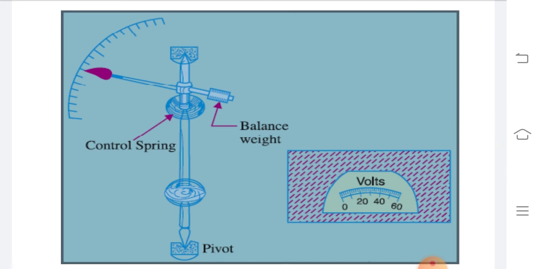By replacing it with a constant, we can express it as T suffix C, since it is the spring control mechanism, T suffix C, where C represents controlling and T represents torque, is equal to K into theta, where K is the proportionality constant, which is given as EBT cube by 12L, where E represents Young's modulus of the spring material, B represents the width of the spring, T represents the thickness of the spring, and small l represents the length of the spring, whereas theta represents angular deflection in radians, and hence the unit for controlling torque is Newton meter.